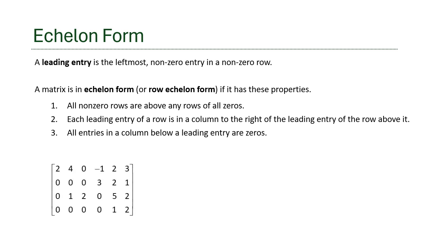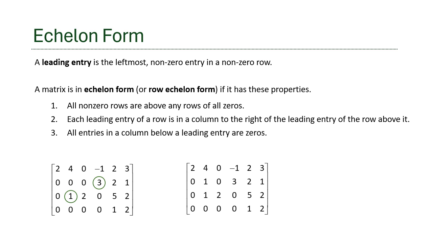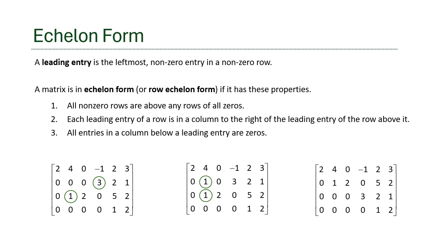So check out this matrix here. This one is not in row echelon form since it doesn't satisfy property 2. The leading entry in row 3, that's this 1, is to the left of the leading entry in row 2, that's this 3. Right? So property 2 isn't satisfied here. This matrix also isn't in echelon form since it doesn't meet property 3. In this case, this 1 is the leading entry in row 2, but it has a non-zero value somewhere below it.